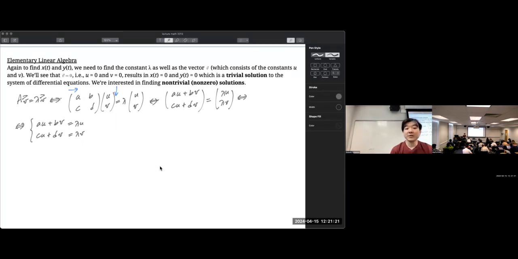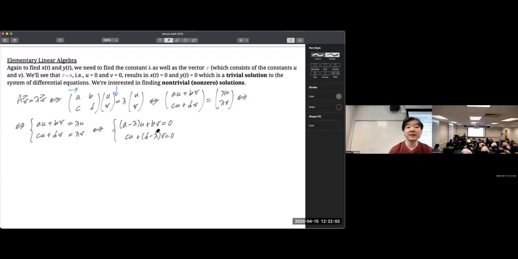Okay, suppose you want to actually solve for this in general. One approach is if you wanted to eliminate, let's say, the V. So I'm going to say AU minus this lambda U, so it's going to be A minus lambda times U plus BV is equal to 0. And then I'm going to move this over, so it's going to be CU plus D minus lambda times V is equal to 0.